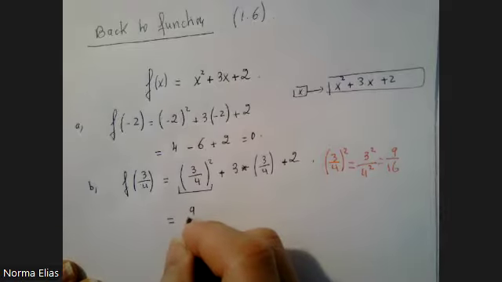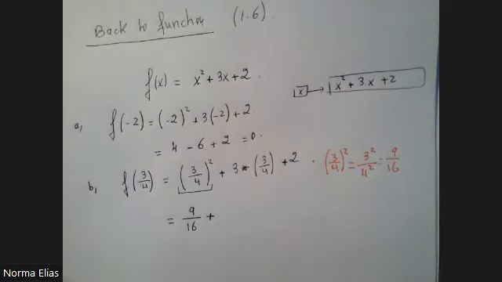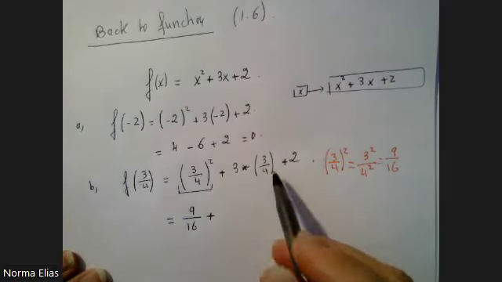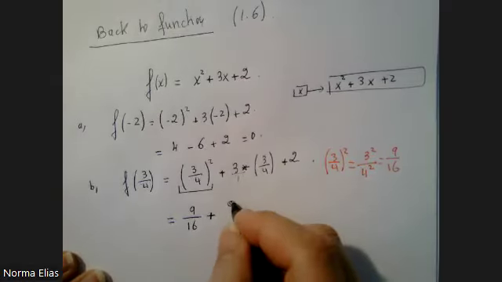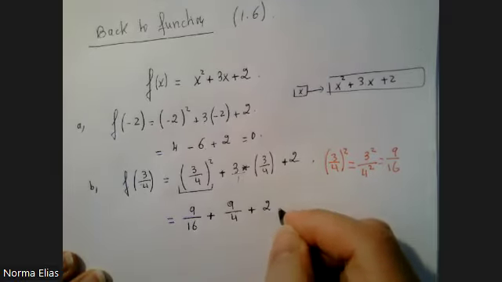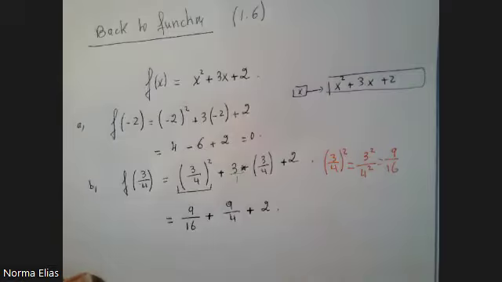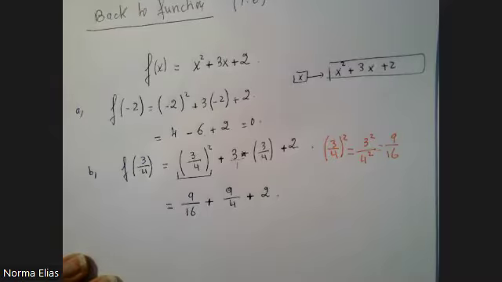So that will give me 9 over 16 plus 3 times 3 over 4. We're multiplying two fractions. 3 times 3 is 9, over 4, plus 2. And now I want the answer as a fraction. One of the things I'm going to push you on is to give me answers not as a mixed fraction. I want it as really a fraction because math works better with fractions than mixed fractions.